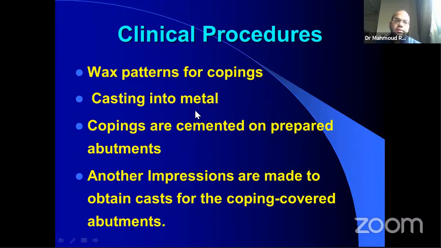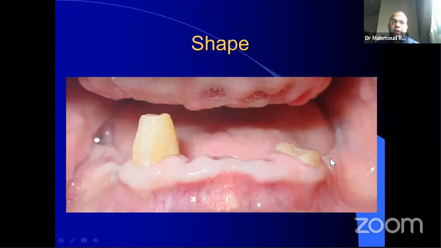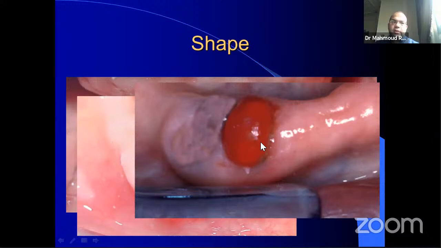Clinical procedures. Here, we are making our bevel, as you see. Then we can use Duralay to make a direct pattern inside the patient's mouth. It takes a lot of chair time, but it will be a very accurate record to be cast directly in the lab without an impression.